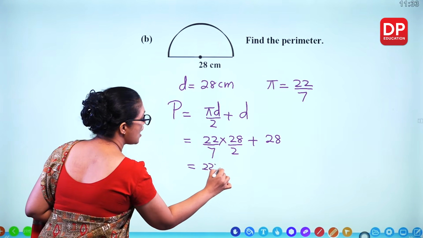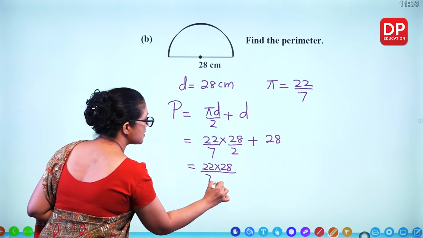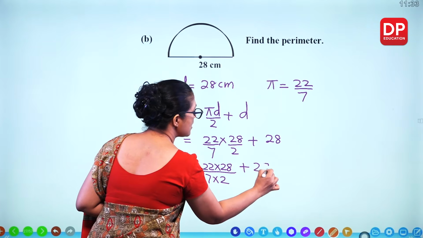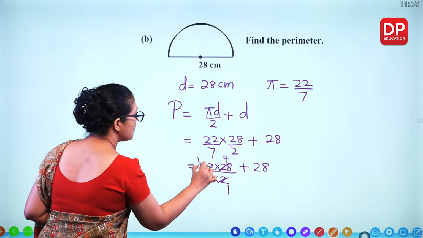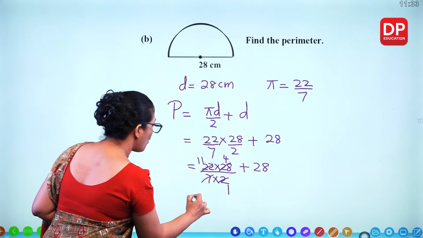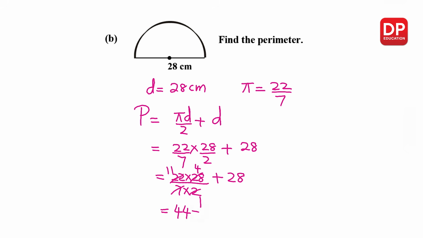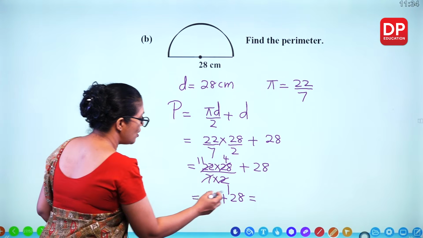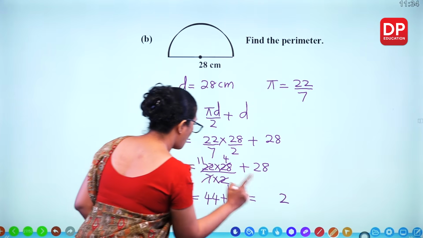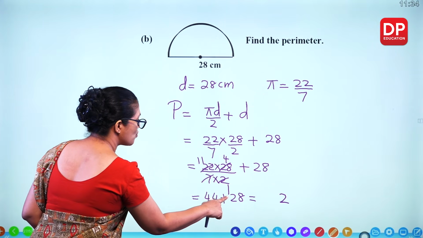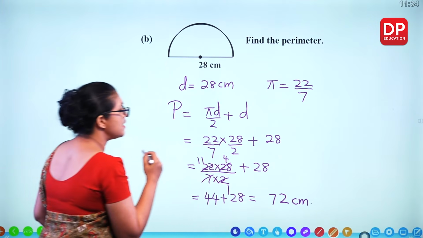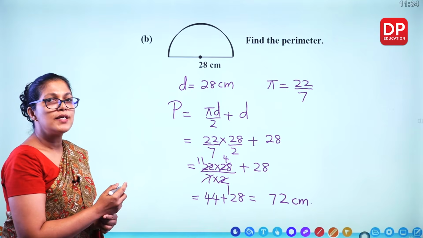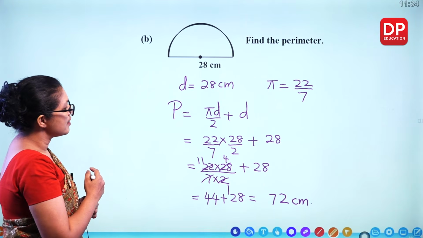Here 22 times 28 over 7 times 2 plus 28. 7 times 4, 2 times 11. So 11 times 4, 44, plus 28. So add these two: 8 plus 4, 12, 1 remaining, 4 plus 2, 6 plus 1, 7. So 72 centimeters is the perimeter of the semicircular sector.